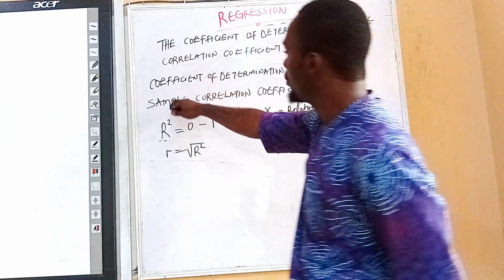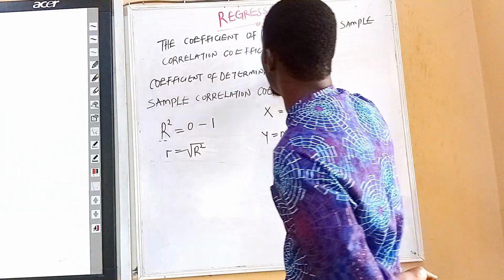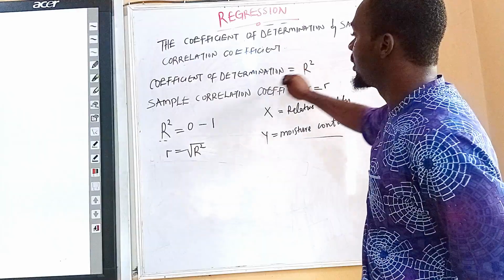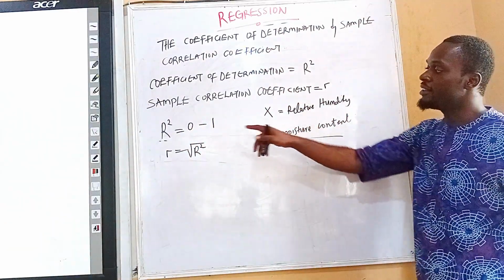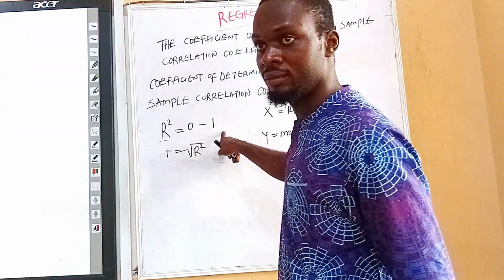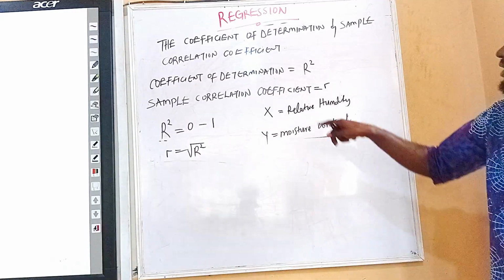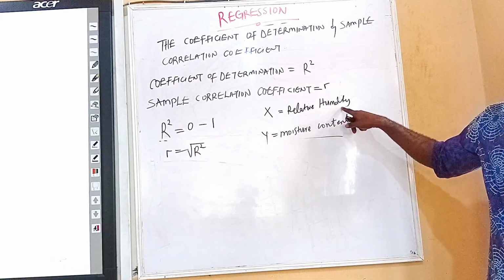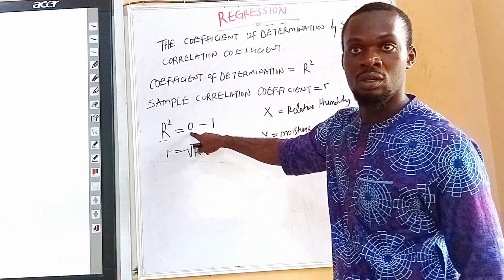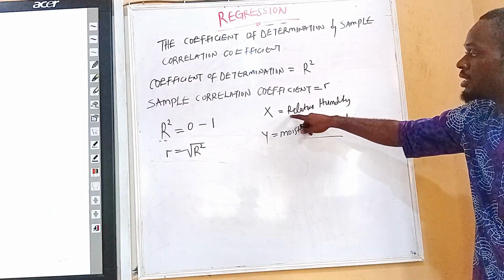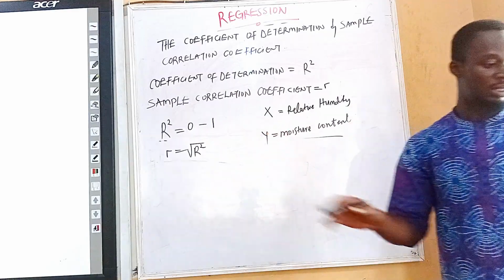So the coefficient of determination is denoted as R squared. And this R squared value ranges from 0 to 1. That tells us that if the value of R squared is closer to 1, it means that the difference in the moisture content is caused by the different values of the relative humidity. But if it is closer to 0, it means that the relative humidity has no effect on the moisture content. That's the explanation.